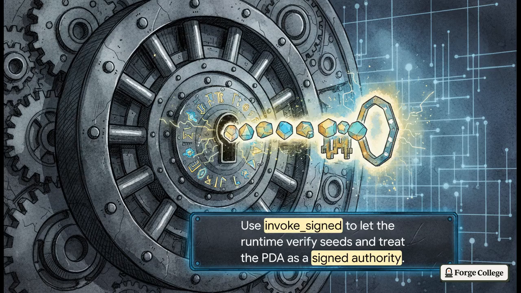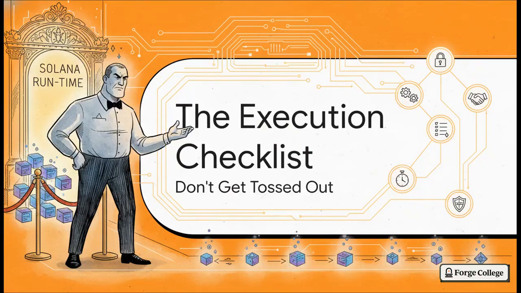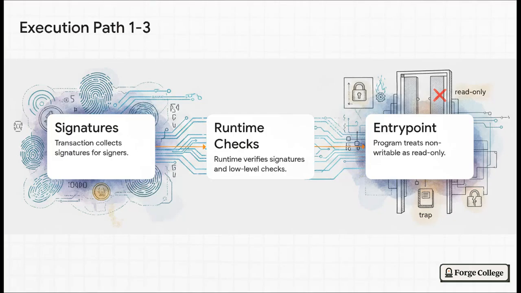to sign a transaction. Finally, Section 6. The execution checklist. Let's make sure you don't get tossed out. You really need a strict architectural checklist before you assemble any transaction. Let's walk through it. Step 1. Collect your transaction signatures from the users. Step 2. The runtime does its pre-execution checks. It verifies those signatures, checks rent constraints, and ensures the executable bits are set.